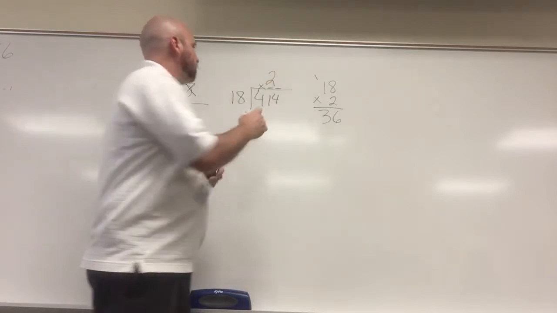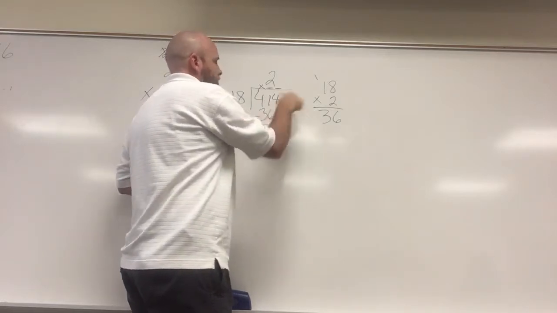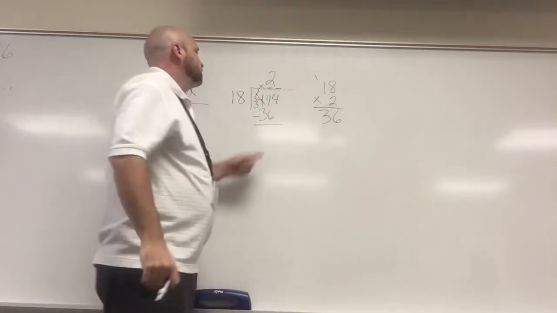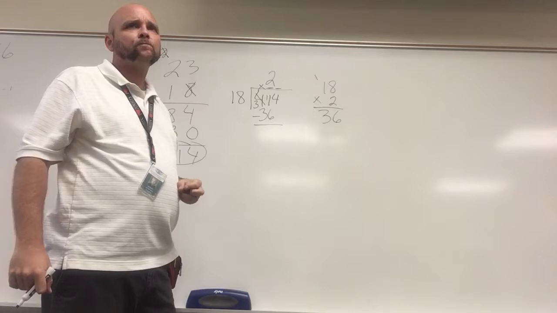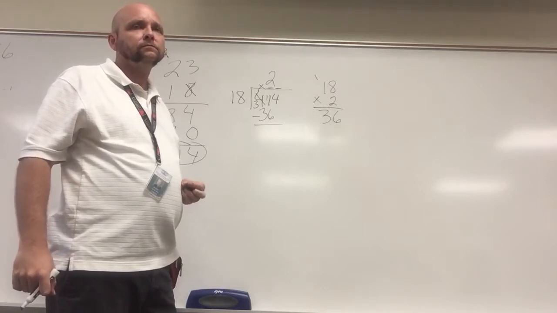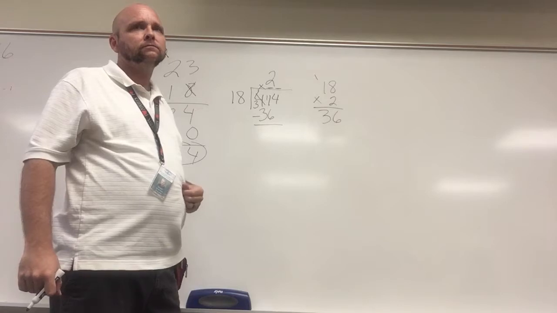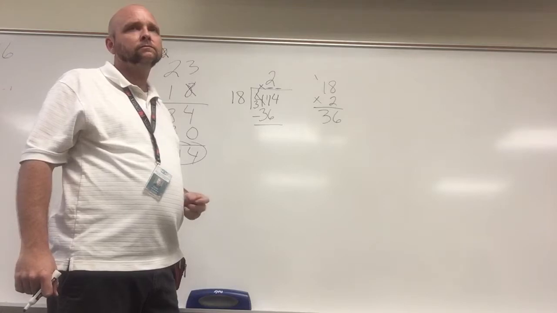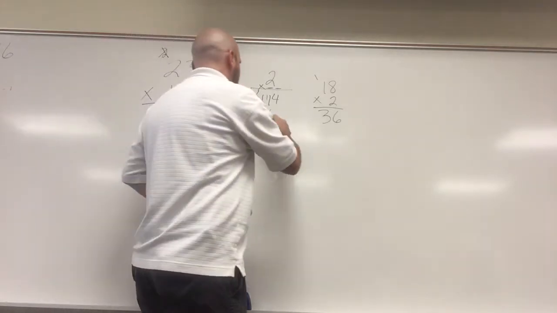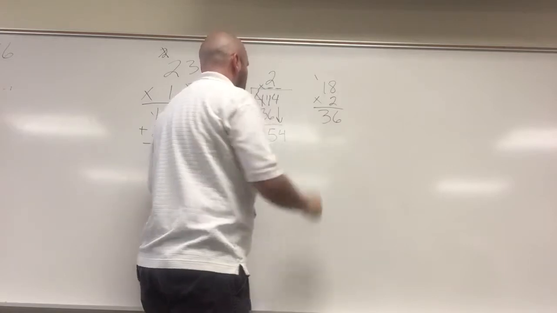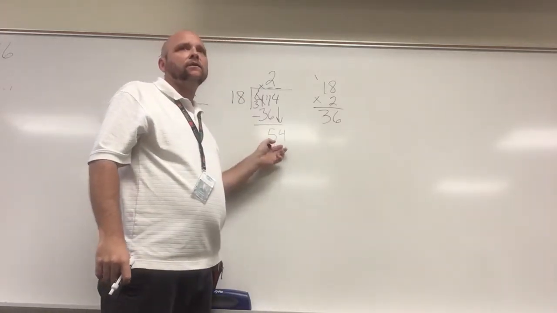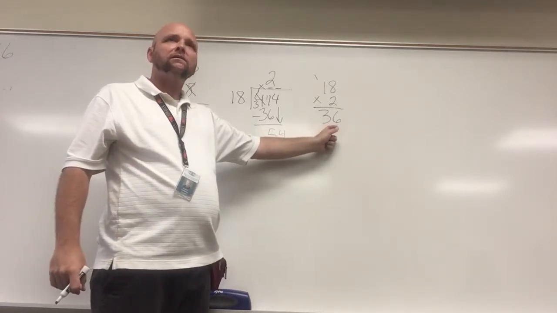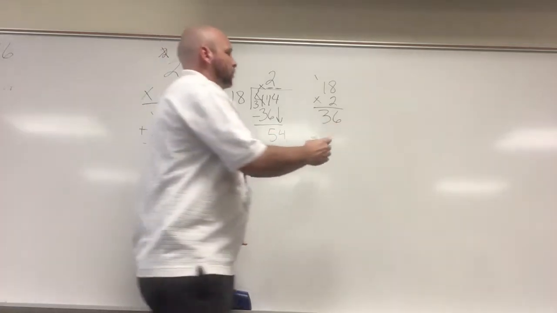So now I have 2 times 18. I know it's 36 because I did it right here. And then I just subtract. Make that a 3. And 11 subtract 6 is 5. Good. And bring down my 4. Okay? How many times is 18 going to go into 54? We don't really know, do we? It's probably going to be more than 2, isn't it? Okay? So let's see what 18 times 3 is.